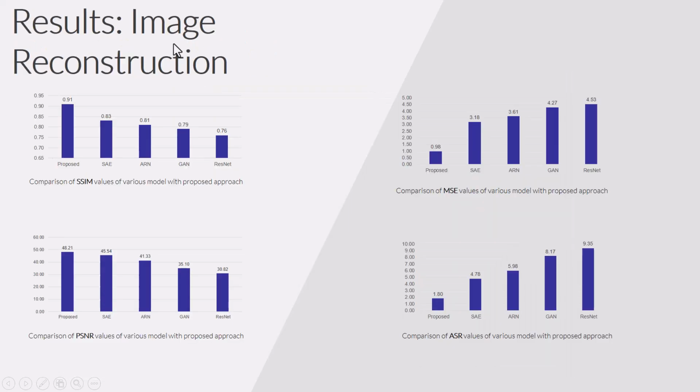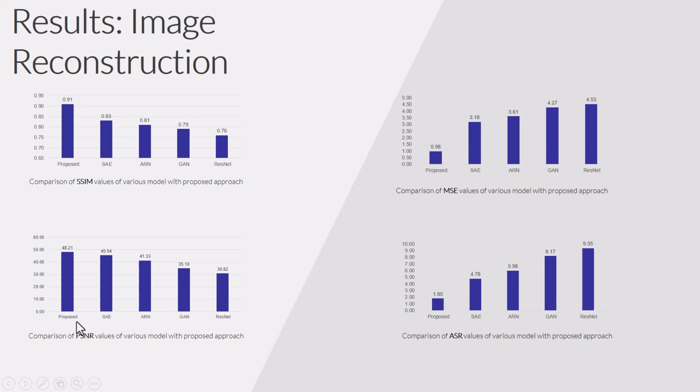These are the results for image reconstruction. As you can see, we have used various measures like SSIM, that is the structural similarity index measurement, then PSNR, MSE, ASR. Now SSIM varies from 0 to 1. So 1 indicates there is a perfect match. So the reconstructed image is quite close to the actual image. It says 0.91, whereas SAE, ARN, GAN, ResNet, the remaining existing models, are inferior to our model.